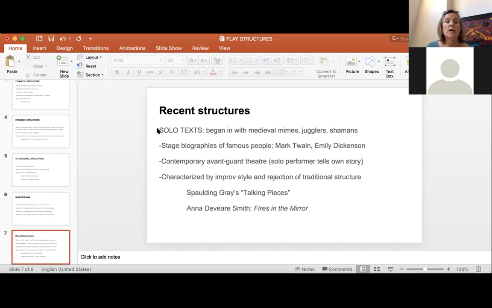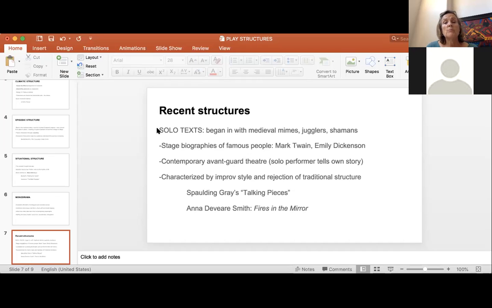In a contemporary avant-garde theater, the solo performer tells their own story, and that would be the case of Spalding Gray and Anna Deavere Smith. They are looking at a specific thing. Spalding Gray, in particular, is telling his story. He exposes himself to the world, for good or bad or indifferent. These are the things that he's done, and he's so compelling when he's telling it, everyone can identify and cringe or rejoice along with him.